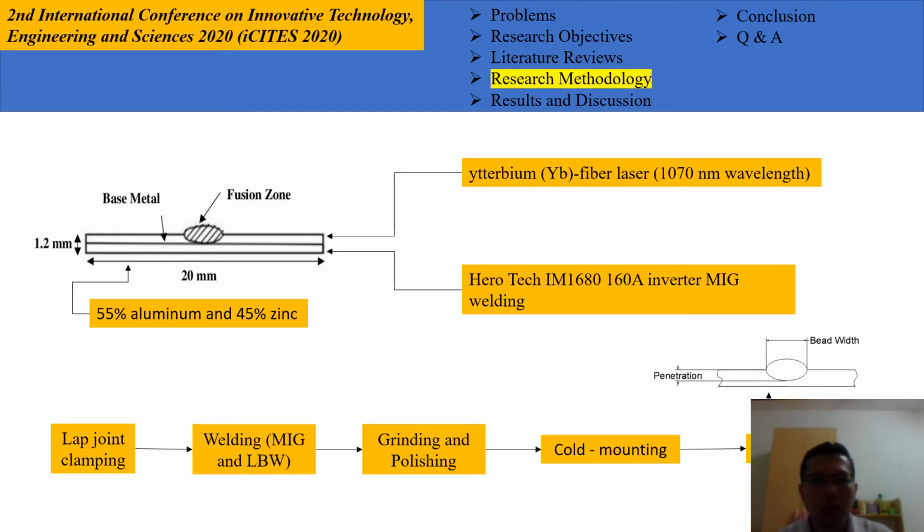This is the methodology process. First is lap joint clamping and welding, MIG and LBW. After welding, grinding and polishing, and cold mounting and microscopy. In the microscopy section, two different geometric shapes were identified: the bandwidth and penetration.